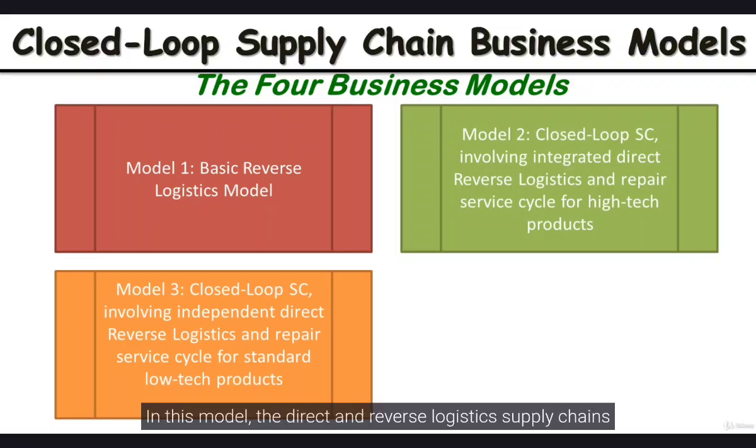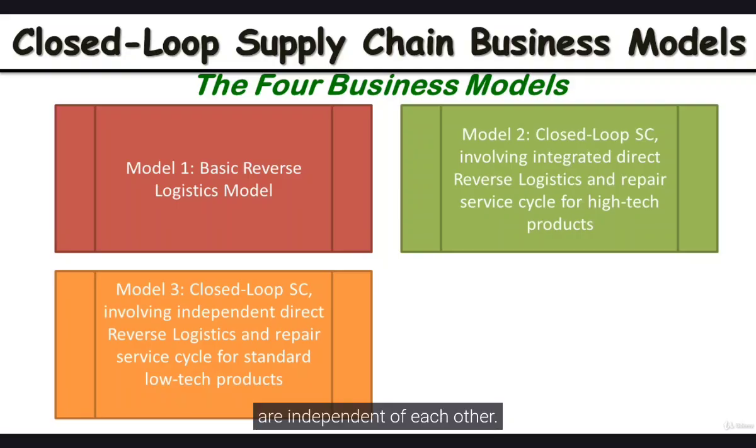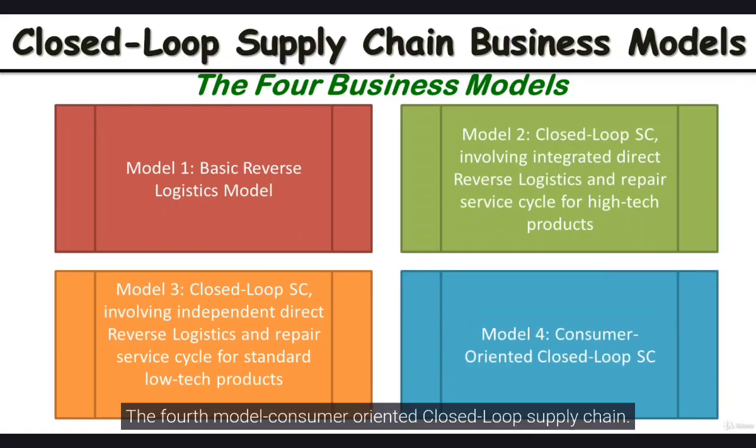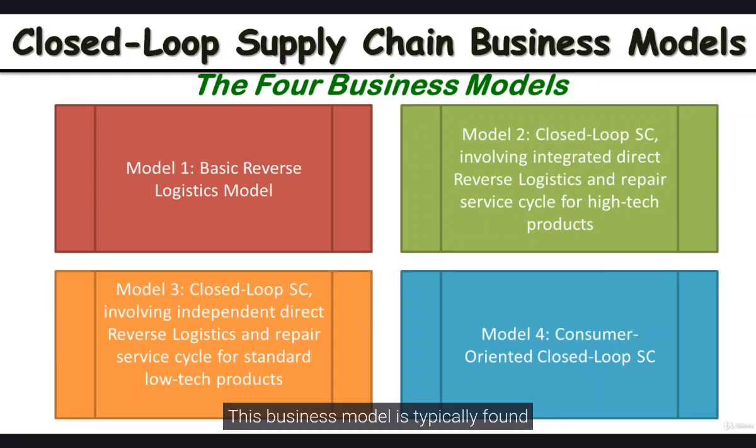In this model, the direct and reverse logistics supply chains are independent of each other. The original equipment manufacturer does not control the full process. The fourth model, consumer-oriented closed-loop supply chain. This business model is typically found in the consumer market.